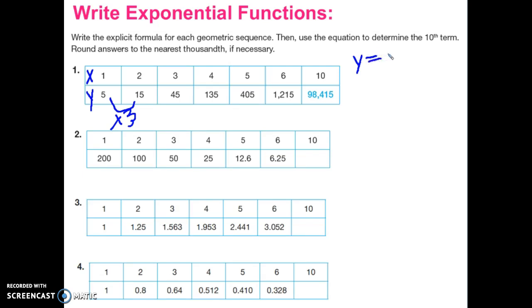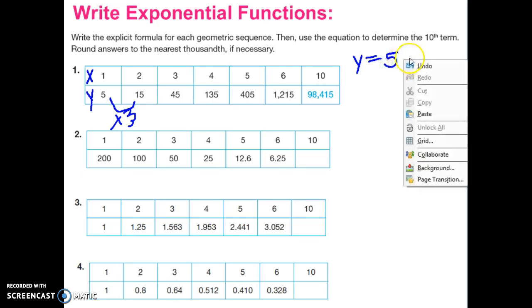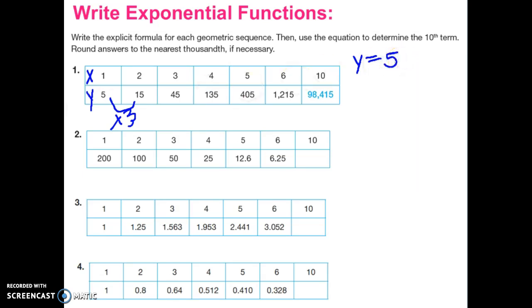You start with your first term, 5. What did you do to 5? You multiplied it by 3. But then to get to the next term, you multiplied by 3, and you multiplied by 3, and then you multiplied by 3, and you multiplied by 3. So how do they figure out the 10th term? Well, this relates to what we were just studying last chapter, which was all about exponents. So exponential functions are related to exponents.